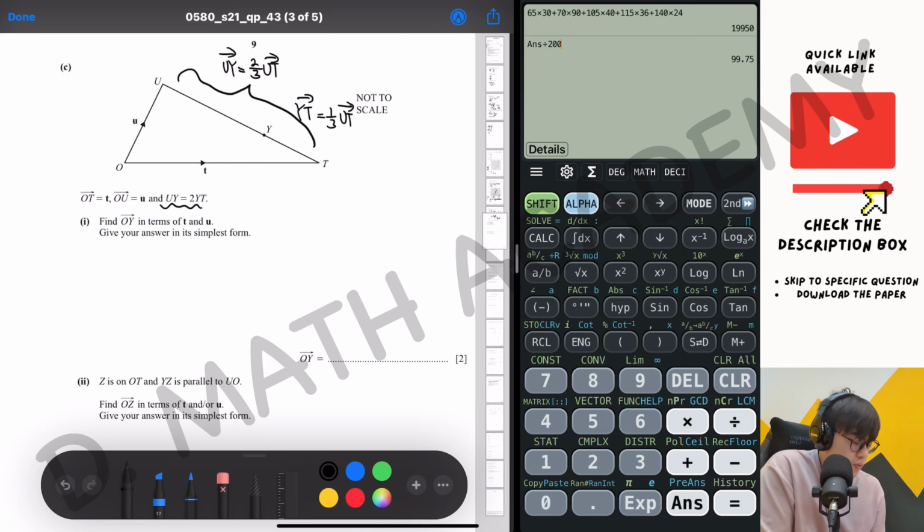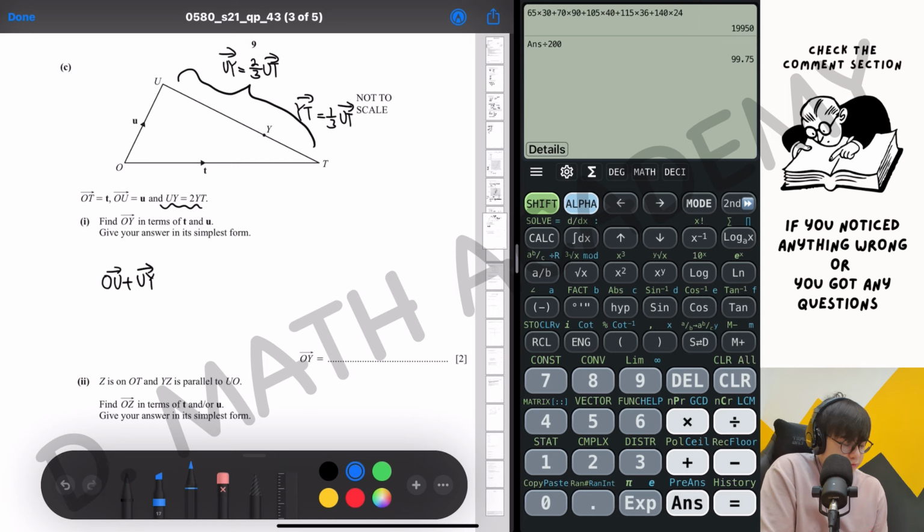To find OY, you will go through OU plus UY basically. There's one very important piece of information, which is you have to find your UT first. UT is actually UO plus OT. Since there's a change of direction, this is what you will get as the result.